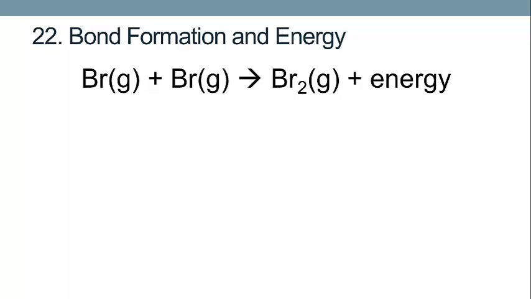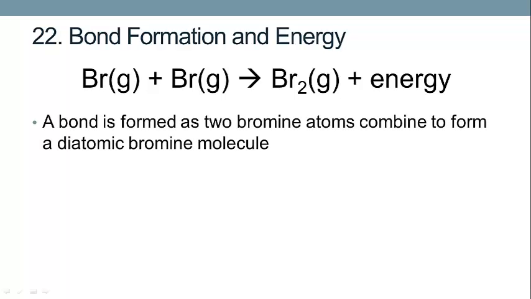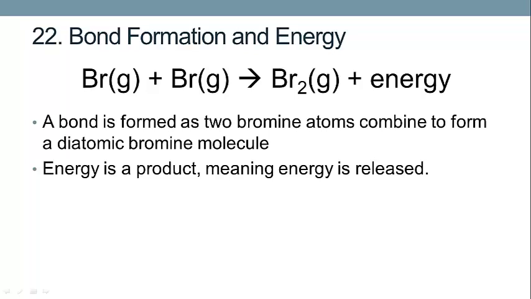Next question, bromine atom reacts with bromine atom to make a bromine molecule. So a bond is being formed because 2 atoms are combining to form a molecule. And energy is a product, which means energy is being released during this reaction. Bond formation is also exothermic.